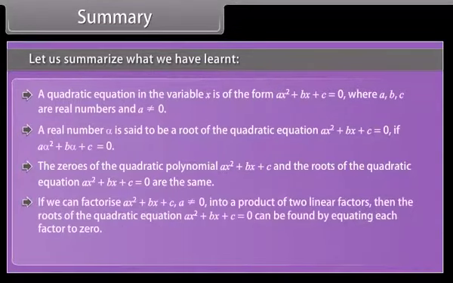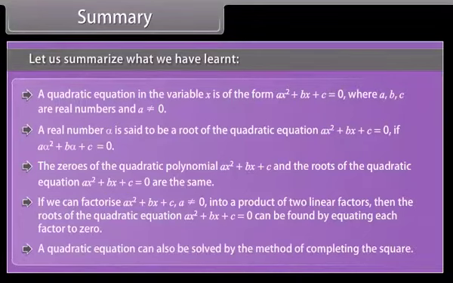If we can factorize ax² + bx + c, a not equal to 0, into a product of two linear factors, then the roots of the quadratic equation ax² + bx + c = 0 can be found by equating each factor to 0. A quadratic equation can also be solved by the method of completing the square.